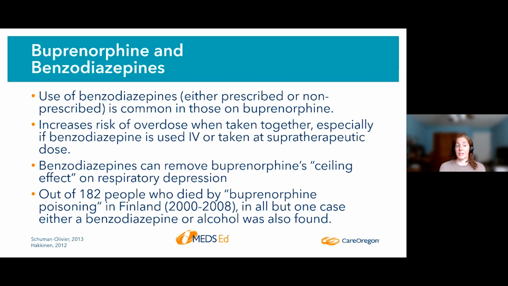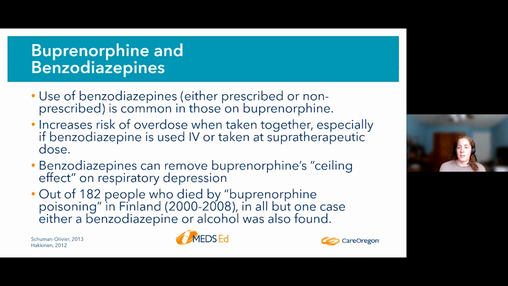There is an increased risk of overdose when taken together, especially if the benzodiazepine is used IV or at supratherapeutic doses. And one way to think about this, because benzodiazepines can also suppress the respiratory drive, I think about it as removing buprenorphine's ceiling effect on respiratory depression. So if someone is using a benzodiazepine or taking even a prescribed benzodiazepine, especially at high doses, we no longer have that protection against accidental overdose from that ceiling effect on respiratory depression.